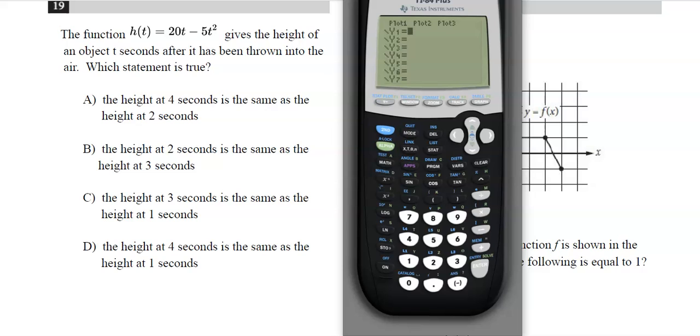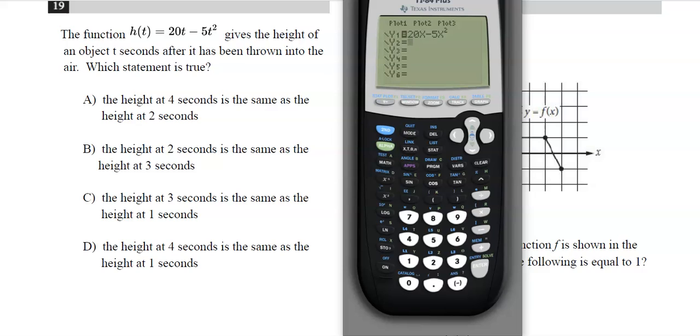There she is. And I'm going to go 20t, 20x, I'll just use x because it doesn't really matter, minus 5x squared. I said x squared. And enter, lock it in. And now let's go to our table.